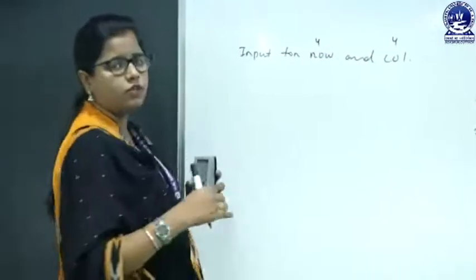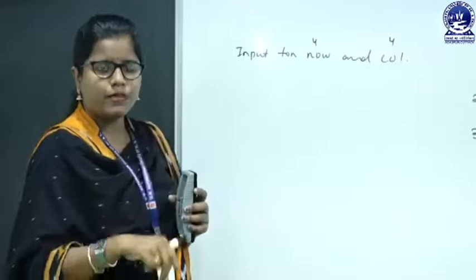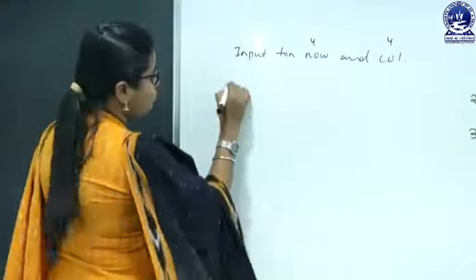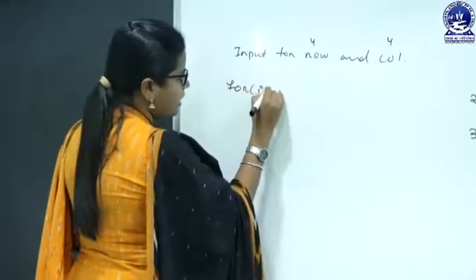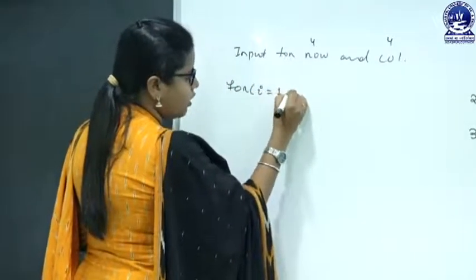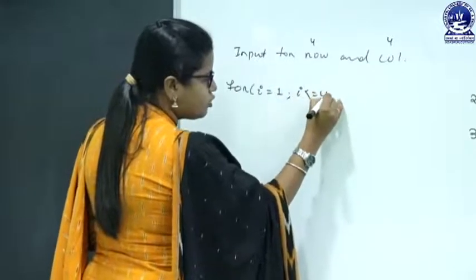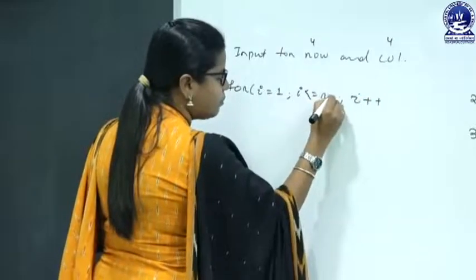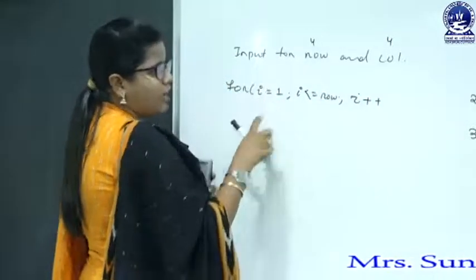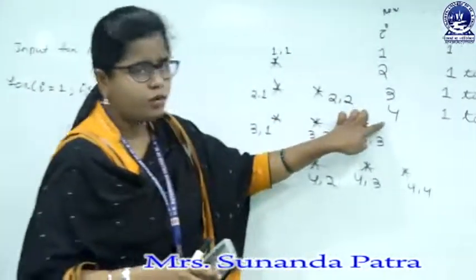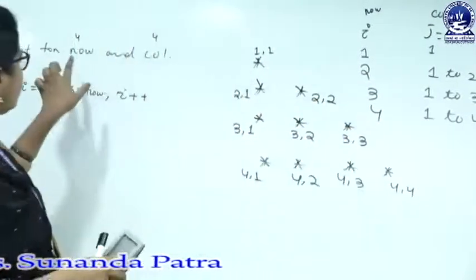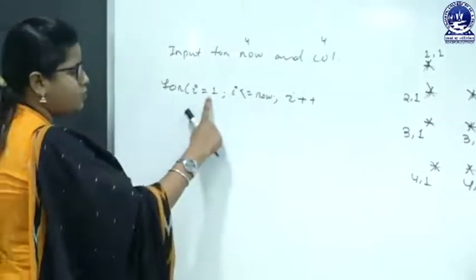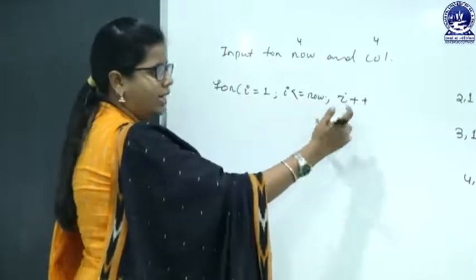Next we have to take two loops. The outer loop is for counting the row and the inner loop is for the column. So for I equals 1, I less than equals 4, I plus plus. Sorry, the variable is row. So actually I ranges from 1 to 4. The 4 is given by the user and will be stored in the variable row. So I equals 1, I less than equals row, I plus plus.